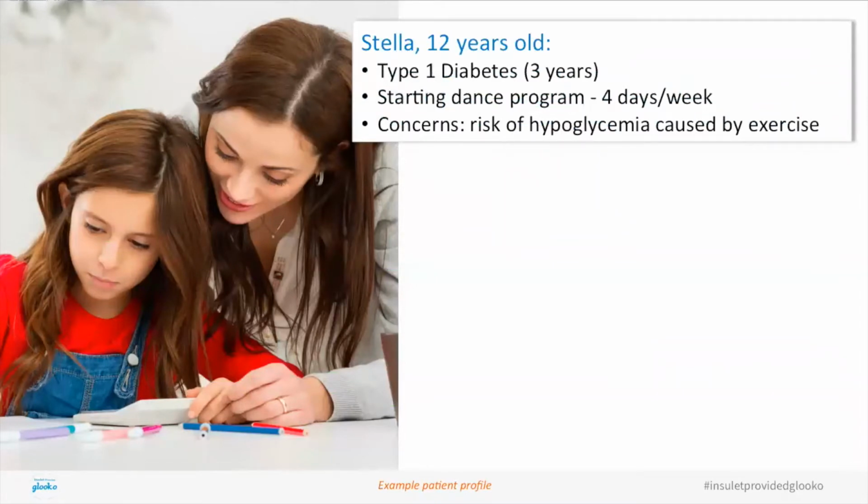Our third scenario involves Stella, who is a 12-year-old individual with type 1 diabetes of 3 years duration. She signs up for an after-school dance program where she has practice up to 4 days a week. But her mother is quite concerned about the potential for hypoglycemia.